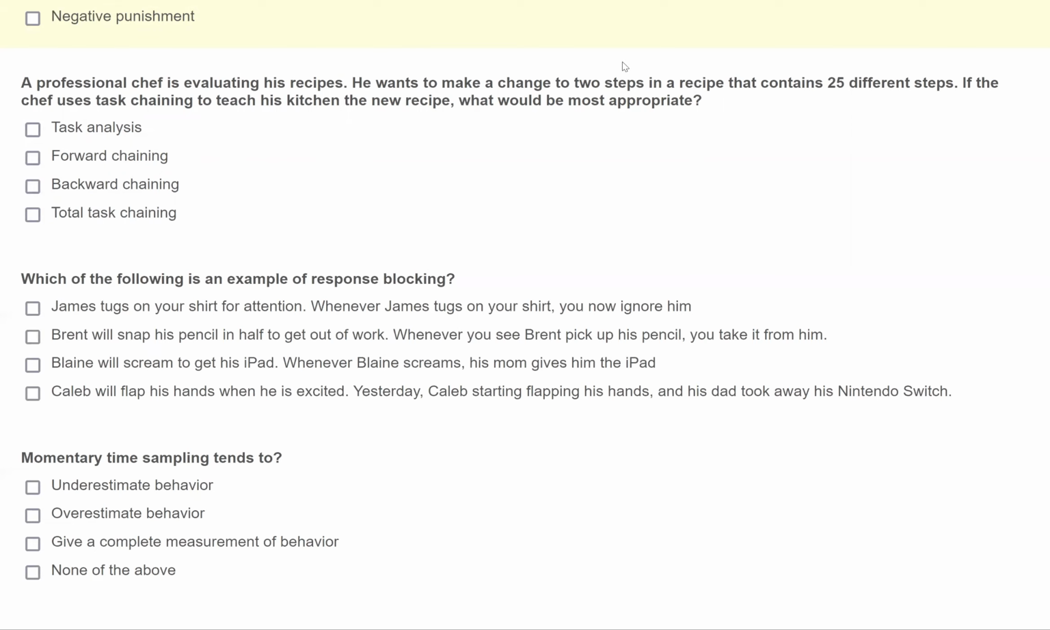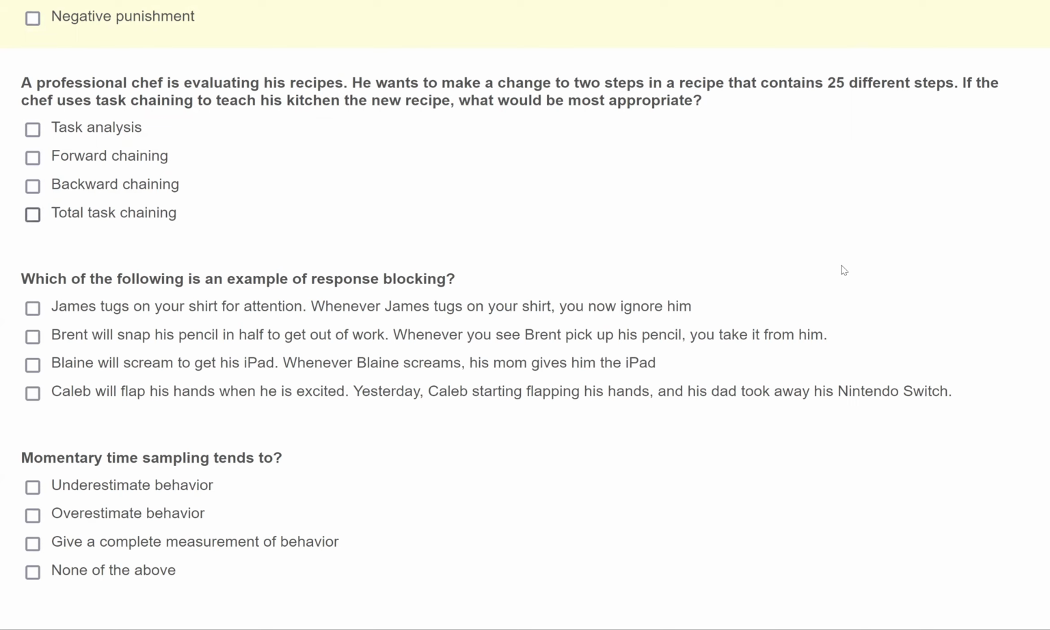What do we know? We know that he has 25 different steps in a recipe that he's changing. So they already know this recipe, right? They can already cook it. He's just changing 2 steps. So if we have a task chain where our learner knows the majority of the steps, they're competent, okay, they're able to learn, are we going to take these 25 different steps and reteach each one individually over, forward or backward? Well, no, there's no reason to, right?